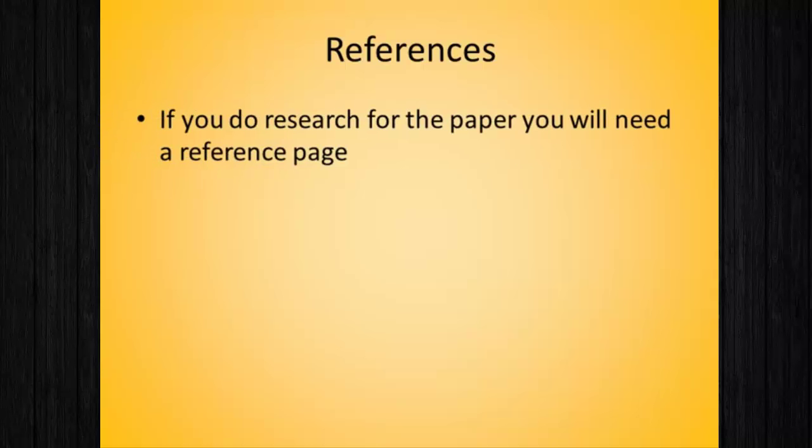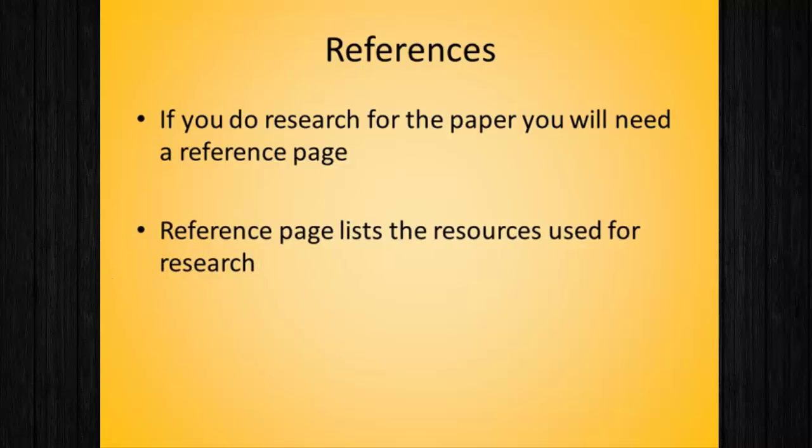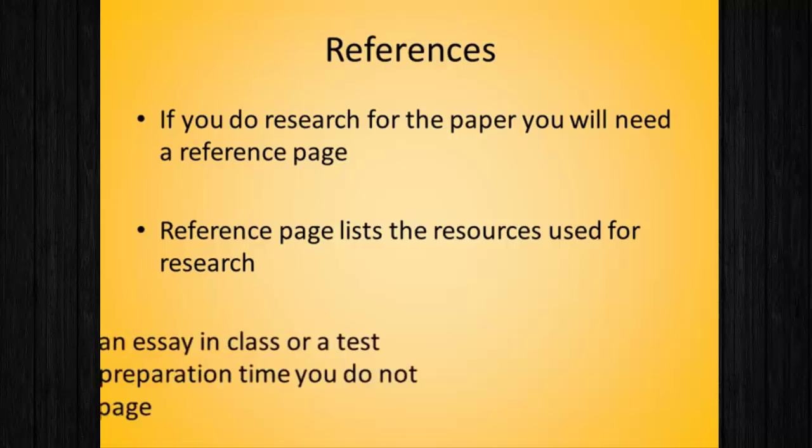If you do research for a paper, now on a test, obviously, if you're given the question that day, you can't do research. But if you do research for an expository paper, make sure that you have a reference page. It'll list the resources that you use. Mainly this would be for a paper that your teacher gave you in advance, giving you time to think about it, research, and go back. We'll talk more specifically about research papers, but if you're using a source, make sure to cite that source.